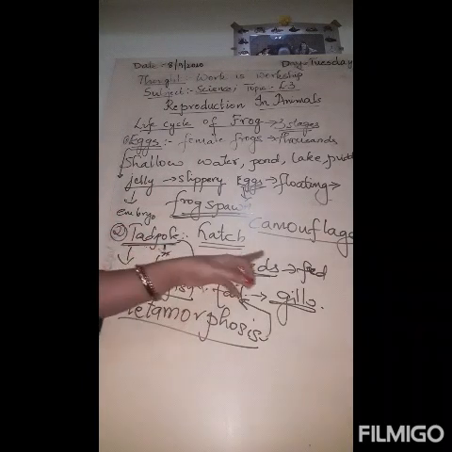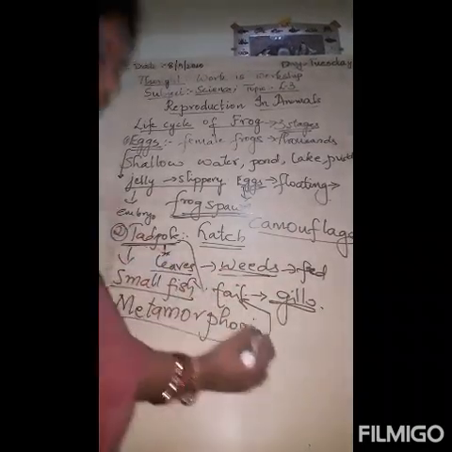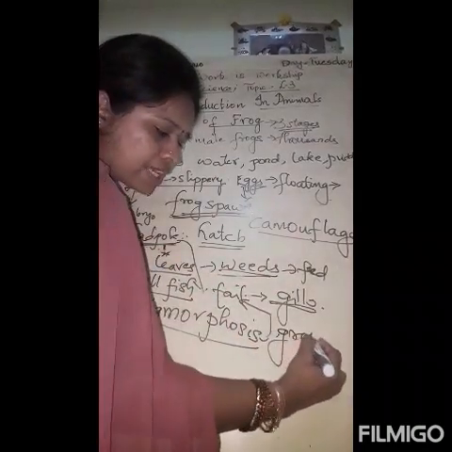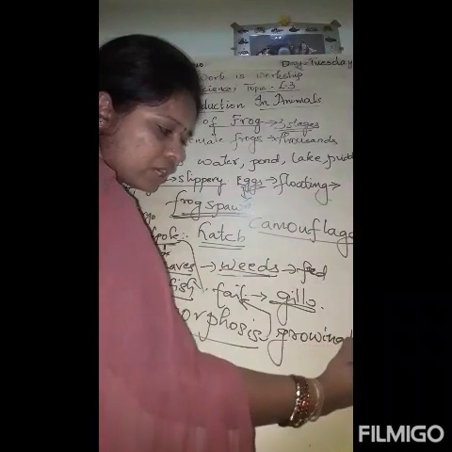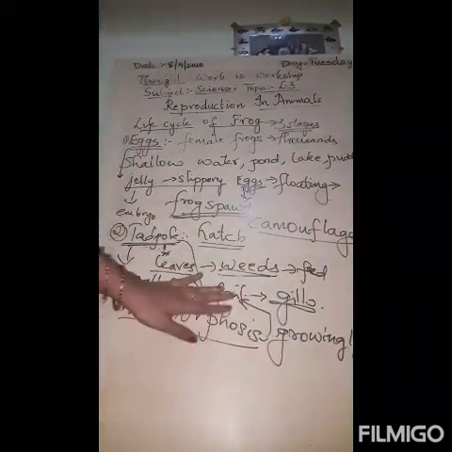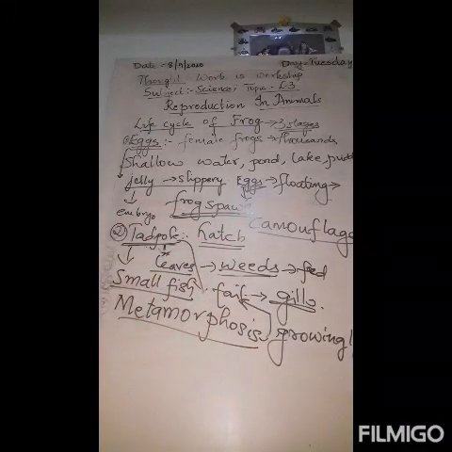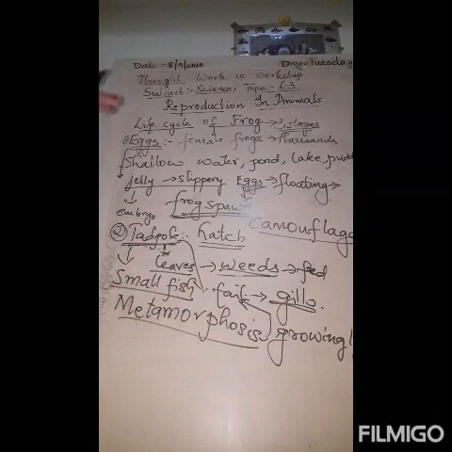Okay, the tail will be lost and the growing of legs will take place. The tail will be completely shed off. After a few weeks, the tadpoles will develop into the adult frog.